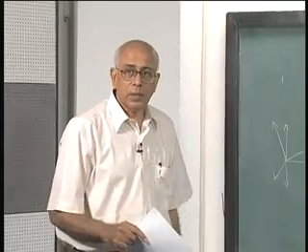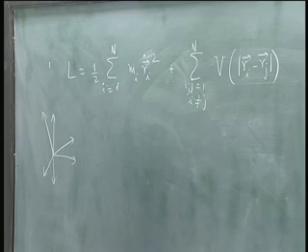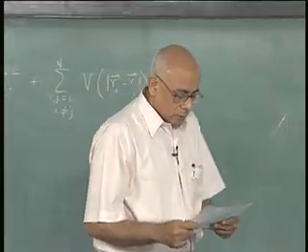This transformation is generated by 3 rotation generators, because they are in 3 dimensions. Correspondingly you have 3 constants of the motion, and they are the components of the total angular momentum of the system about an arbitrary origin of coordinates. Okay. So it is a constant of the motion.